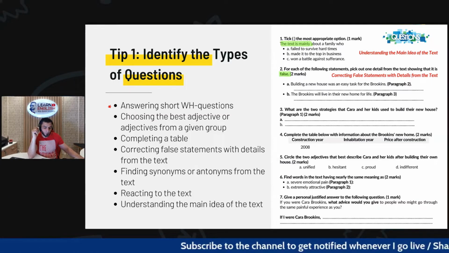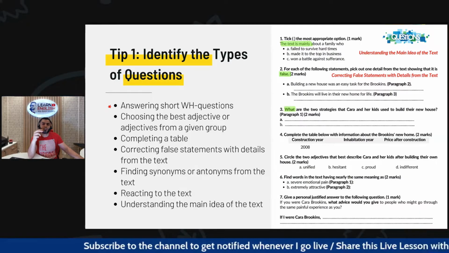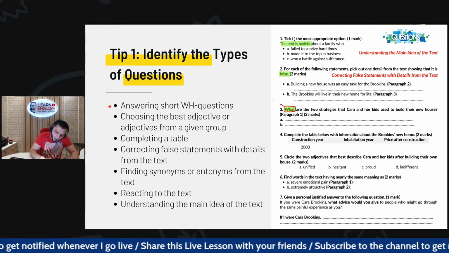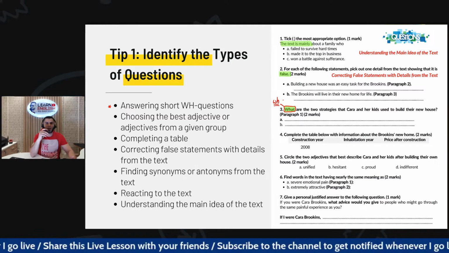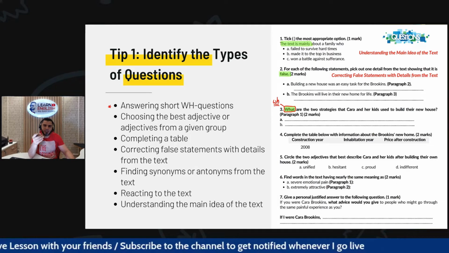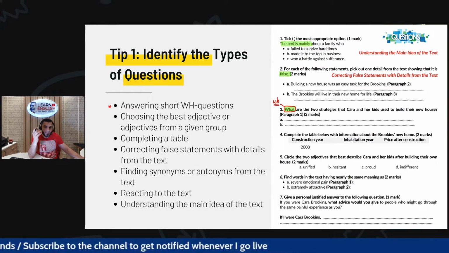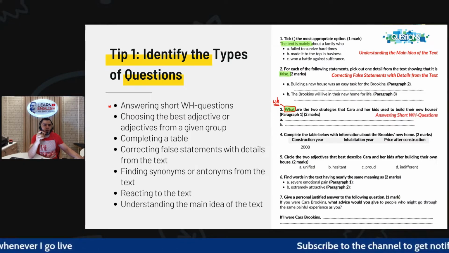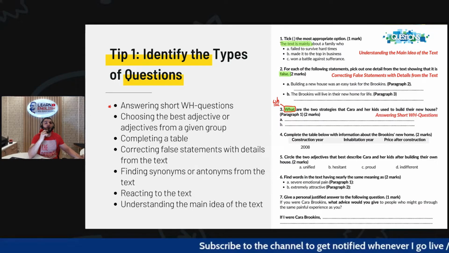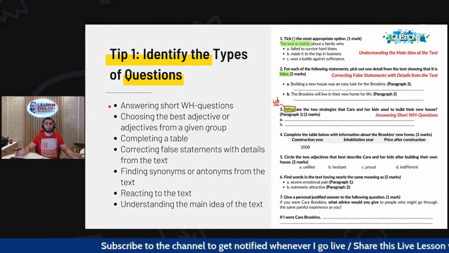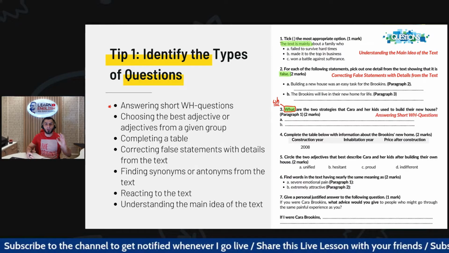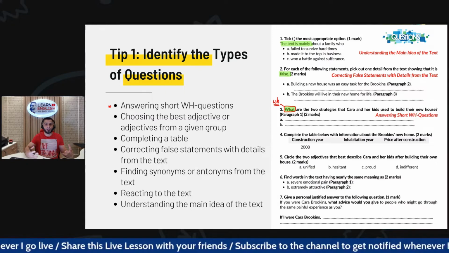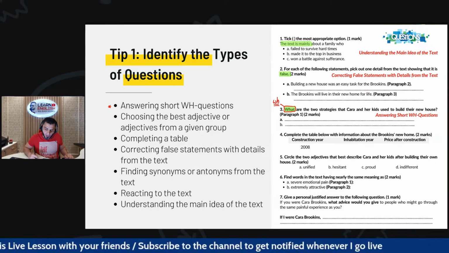I would like you to tell me now in the comment section below what type of question it is. For the third one, what are the two strategies? We know what a WH question word is. So of course, this is answering short WH questions. Here, you are not supposed to write long sentences or long answers. Your answers should be short. We want to know the two strategies, so they are short answers.